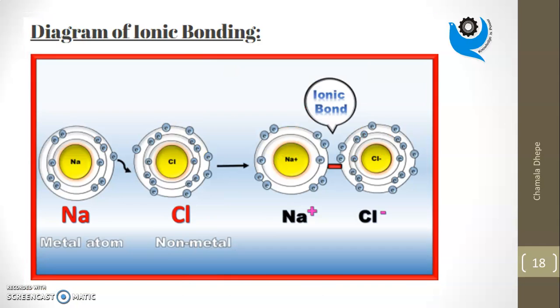Next, let us see the diagram of sodium chloride, NaCl. Sodium is the metal atom. What is the electronic configuration of sodium? 2, 8, 1. One valence electron is there, and it is lost, and that lost electron is gained by the non-metal, that is chlorine. Chlorine gains one electron, and there is a formation of Na+ and Cl- ions.